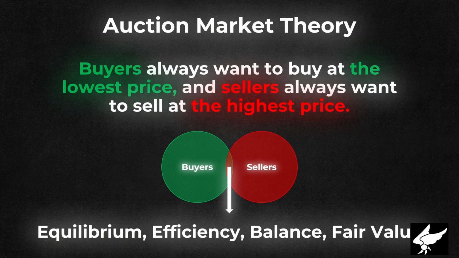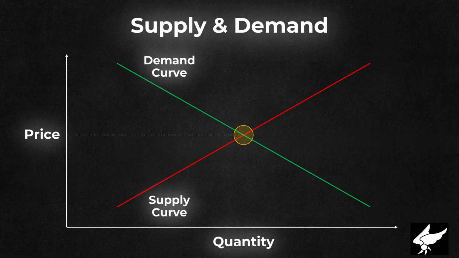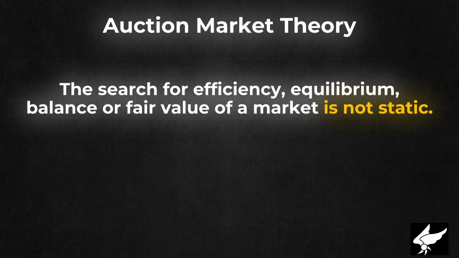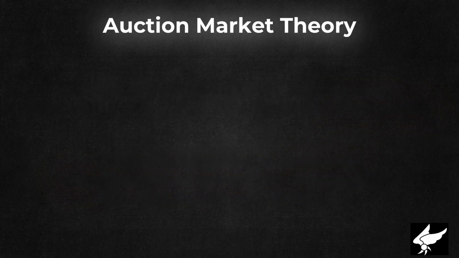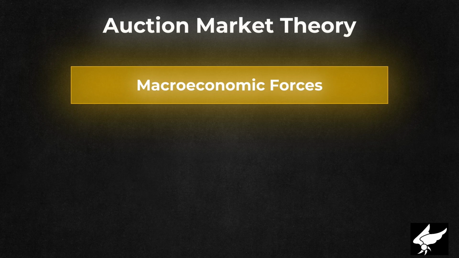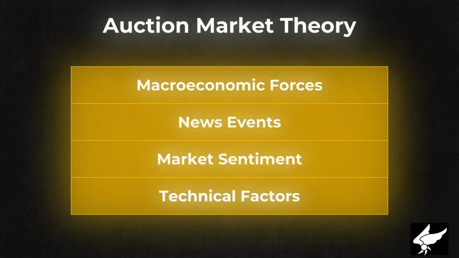Notice that auction market theory is based on the fundamental principle of supply and demand in economics. Price is the point where supply and demand curves intersect, meaning the point where buyers and sellers agree. The search for efficiency, equilibrium, balance, or fair value of a market is not static. Buyers and sellers are always changing their perception about the market due to many factors. Such factors include major macroeconomic forces, news events, overall market sentiment, and technical factors, to name a few.